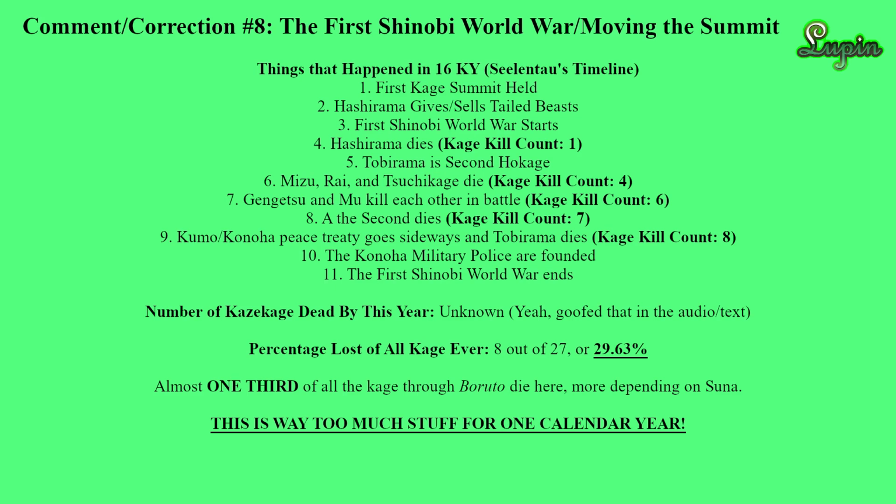The second Raikage dies. All 5 of the great nations lose 2 of their military leaders, except for Suna, who, as far as we know, only loses 1. A peace treaty is attempted between Konoha and Kumo, and that goes sideways. The Leaf Police are created, and finally, the war ends. All of these events, this entire continental war that left nations devastated, all happened in 1 calendar year. The war itself was less than 1 calendar year.